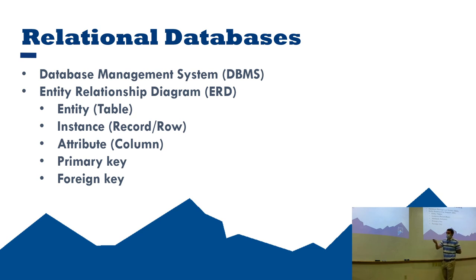We're going to get attributes that describe the entity. Attributes are going to be each of the columns inside of a database. The entity is going to be each of the tables inside the database. An instance is going to be an actual occurrence of the entity. So if we had a student, it would be an actual person. That's going to be like a record, which is like a row inside of a database.